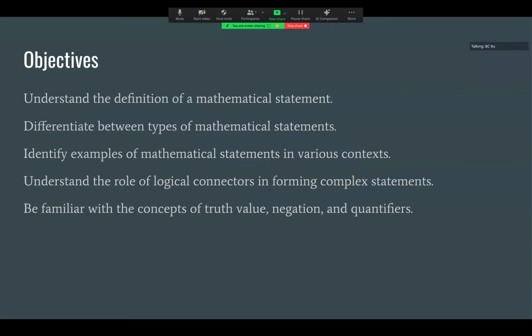Here are the objectives. By the end of this lecture, you should be able to first understand what a mathematical statement is, differentiate between simple and compound mathematical statements, identify examples of mathematical statements in various contexts, understand the role of logical connectors in forming complex statements, and be familiar with the concepts of truth value, negation, and quantifiers.